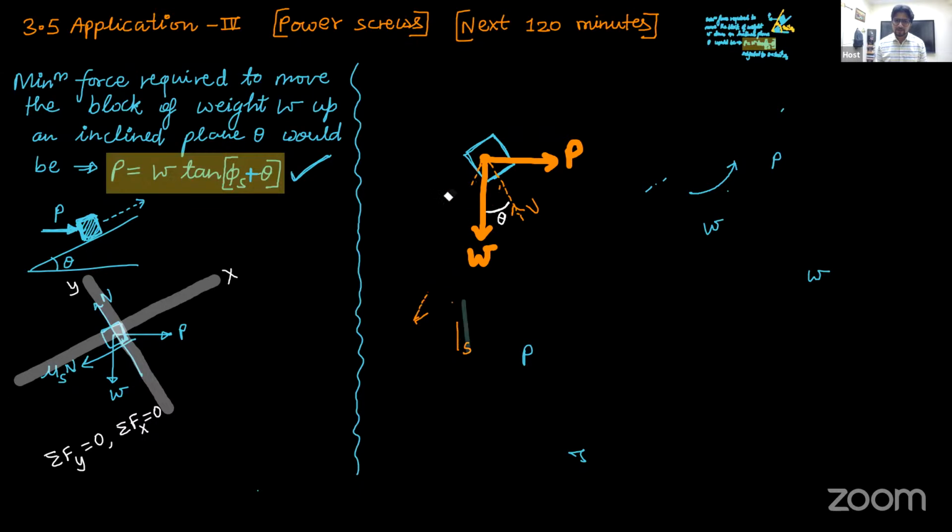So actually, the resultant reaction will be the resultant of normal and friction. Normal force is there and friction force is there. So the resultant reaction will go like this. This is the friction force and this is the normal force. And now this is the resultant reaction. So now the resultant reaction is making an angle phi s from normal. Let us now draw all these three forces from a point.